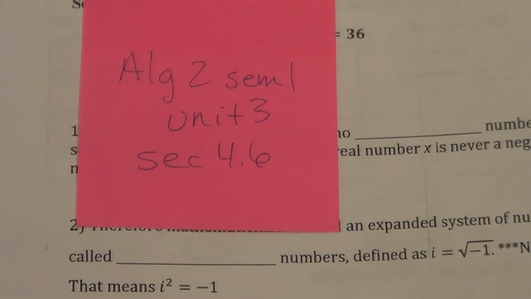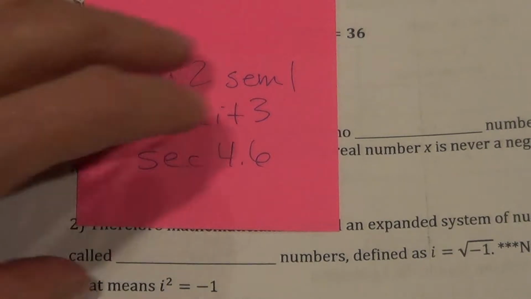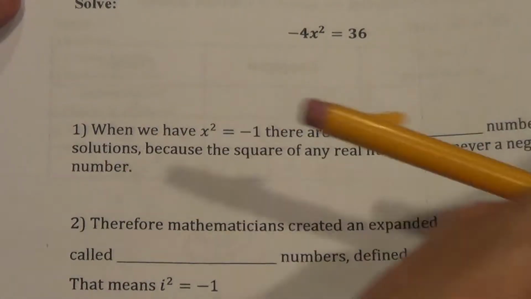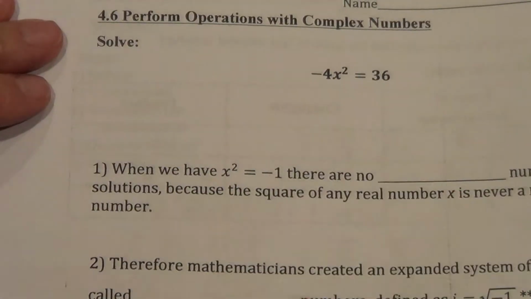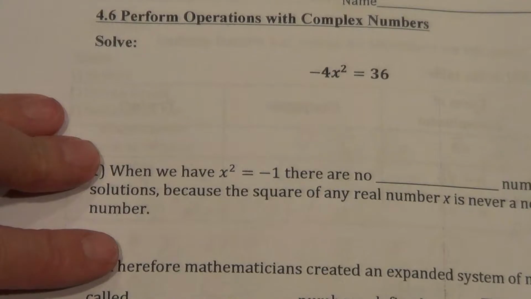Okay, this is the last section of Algebra 2, Semester 1, Unit 3. It's section 4.6. We're looking at complex numbers today. So let's talk about what we did last time.